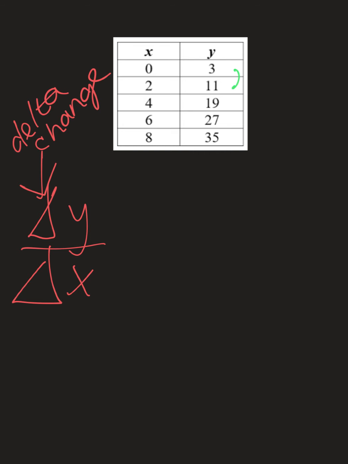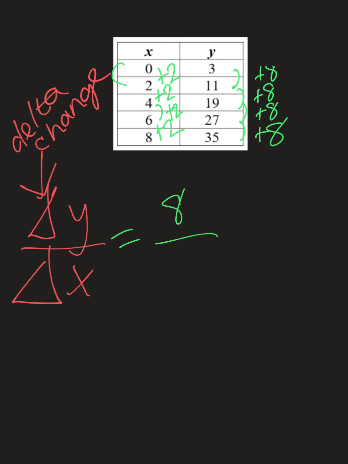My change in y, I go from 3 to 11, which is plus 8. 11 to 19, plus 8. Do we see the trend? Plus 8, plus 8. And then for x, I get plus 2, plus 2, plus 2, and plus 2. So my change in y is 8, my change in x is 2, and I end up with 4 over 1, or just 4.